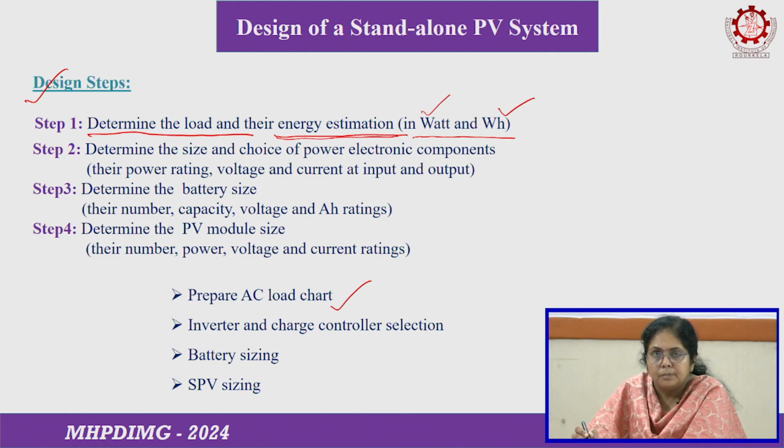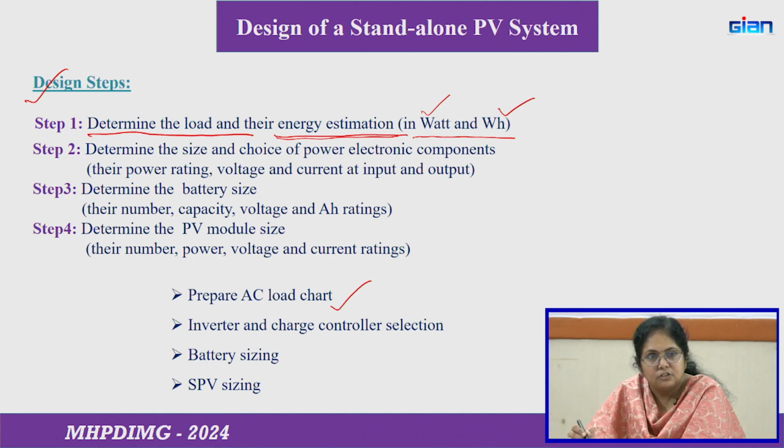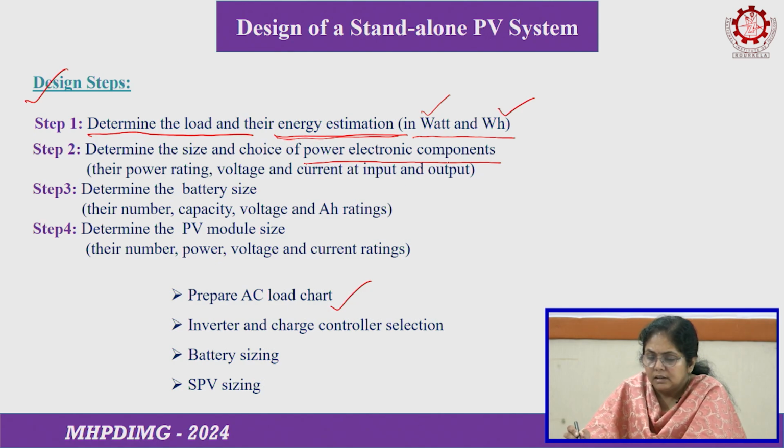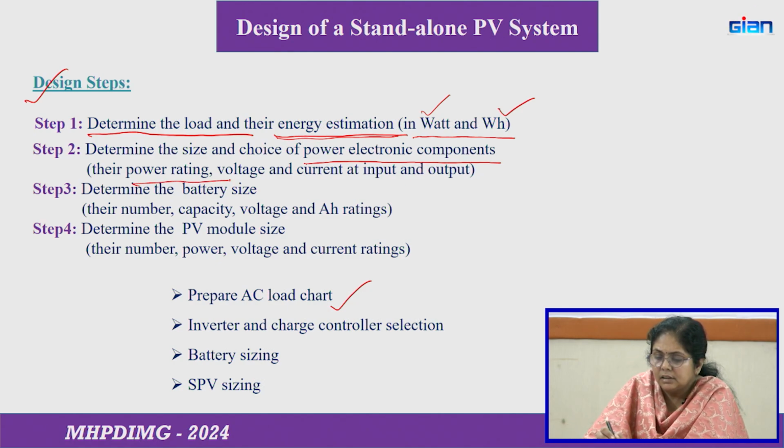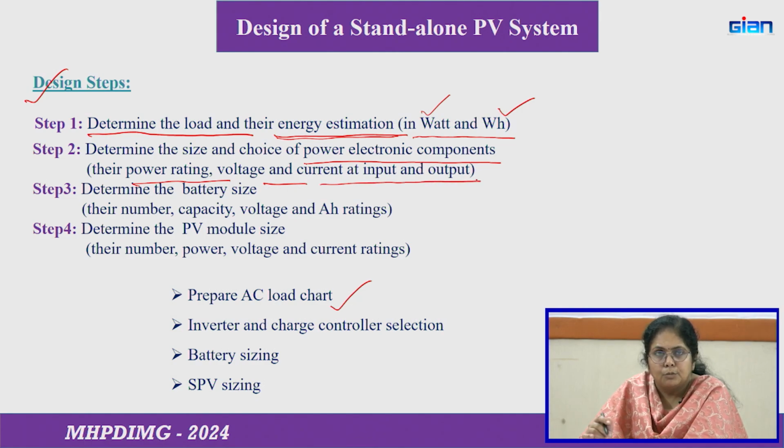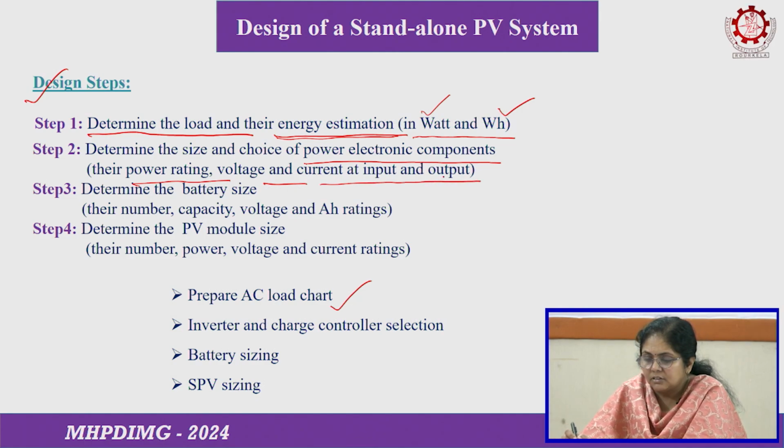In the second step, you have to determine the size and choice of the power electronics components. The power electronics components I have shown are supplying the AC load. So, it is a charge controller as well as the inverter here. The power rating, the voltage and current rating of the input and output of the inverter and the charge controller will decide the inverter and charge controller selection in the second stage.